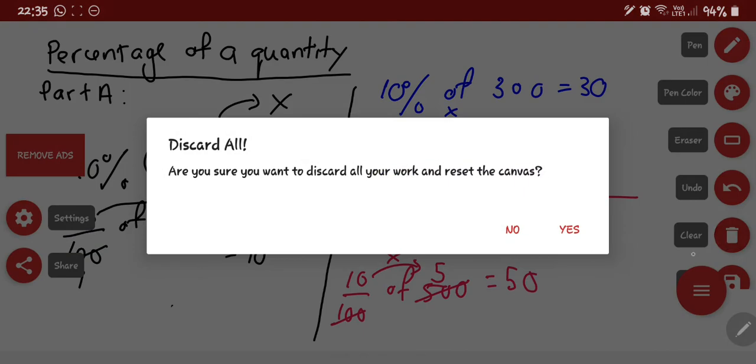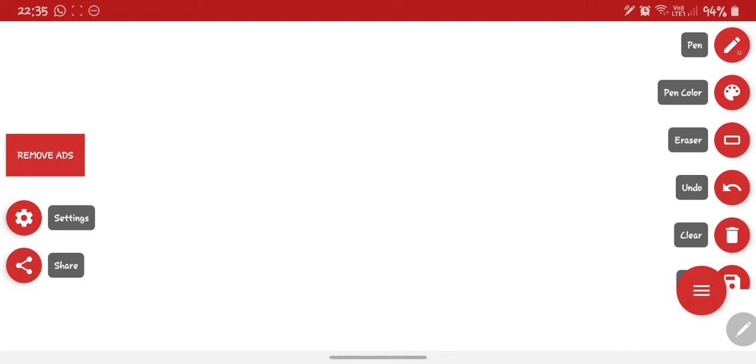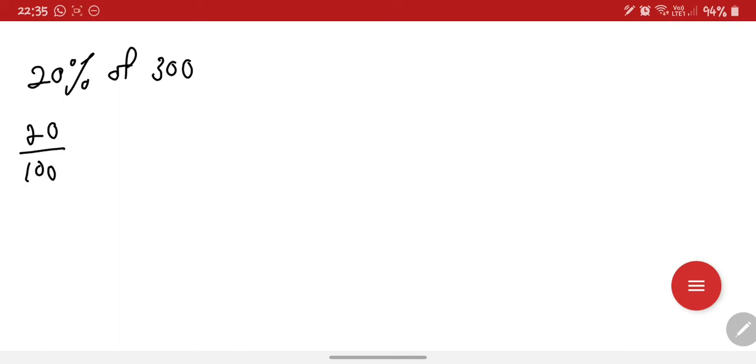Now let me clear the board. Okay, let's look here. Now let's try 20%. 20% of 300. Okay, good. So what do you have to do first? Yes, correct. You have to change into a fraction. 20 over 100 of 300. Then what's the next step?